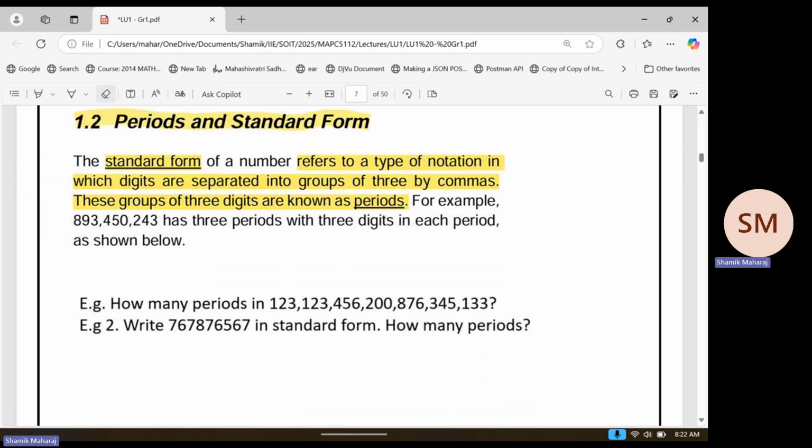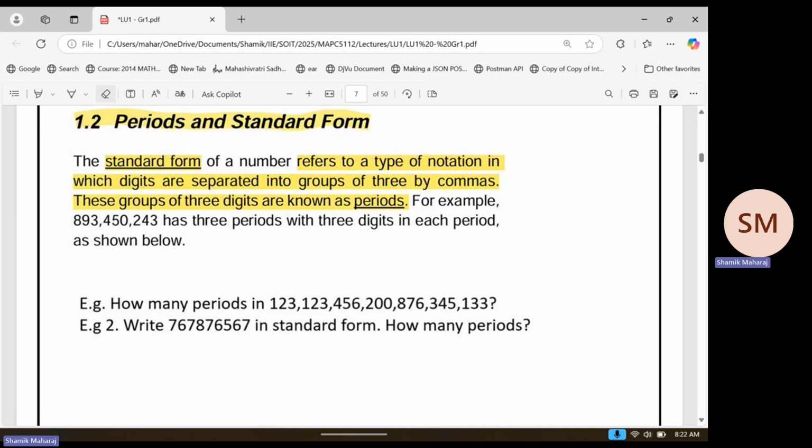Now again, more words to remember here. You probably know these things by experience of seeing them, but maybe you haven't seen these names before. Standard form and periods. Anyone seen these names before? Okay, perfect. So we're learning something new. A bit boring, but something new.